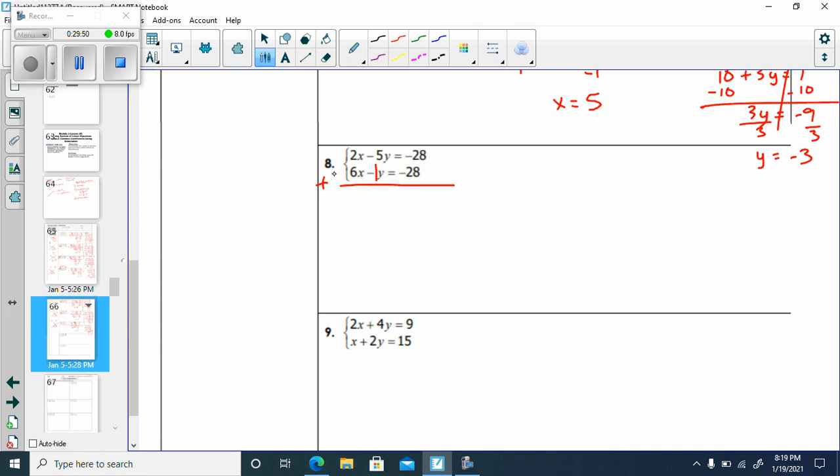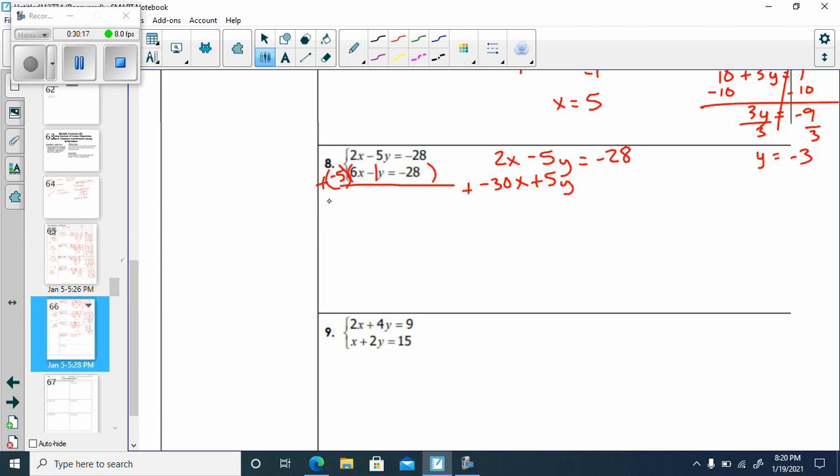Can I multiply this by -5, everything here by -5, and then I would get a positive 5y. -5y plus positive 5y would be just what you need. 2x minus 5y equals -28. -5 times 6 is -30x. -5 times -y is positive 5y.